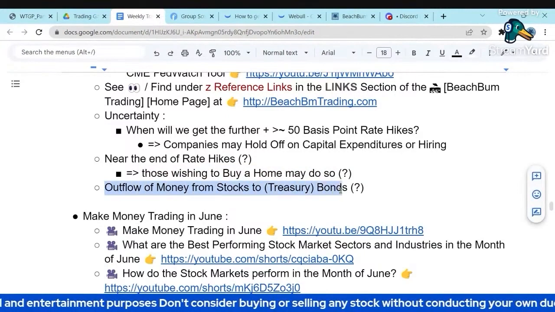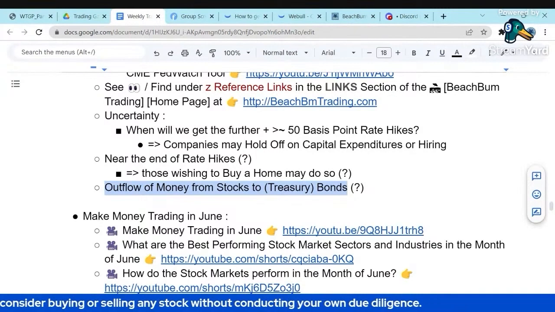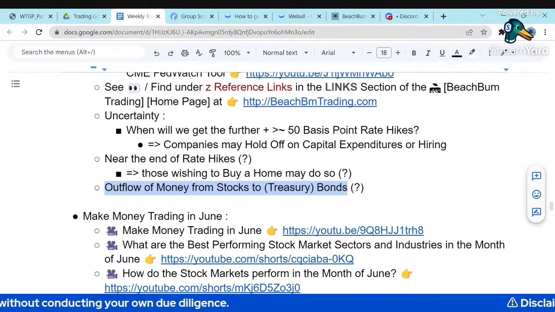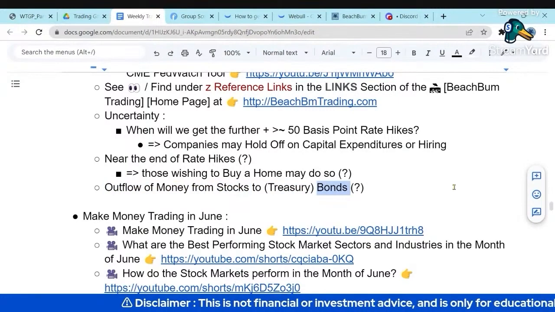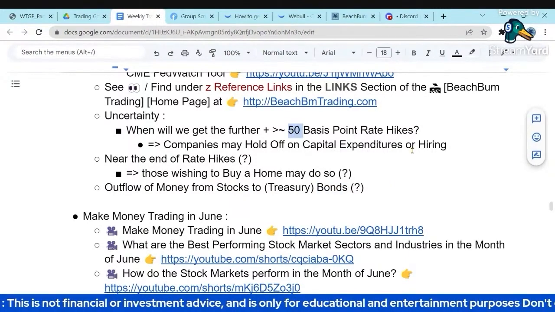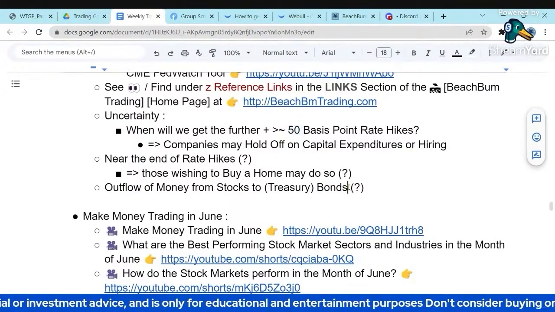Also, are we going to get an outflow of money from stocks to treasury bonds? We saw in the near-term auctions, the treasury bond rates were up over 5%. So if you can make 5%, do you want to sit and take the risk of sitting in stocks, or get your 5% in the treasury bonds? And those rates, they're not going to go up significantly.